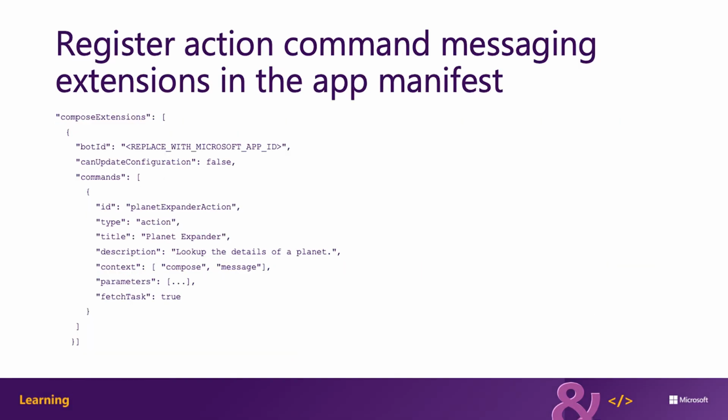Now, to register an action command messaging extension, you're going to add it to the Compose Extensions Array property in the Microsoft Teams app manifest, as you can see here. The type property specifies that this is an action command. The context property defines where the messaging extension can be invoked, and the fetch task property should be set to true when implementing the task module as an embedded web view or an adaptive card. Otherwise, set it to false when you're using a static list of parameters.